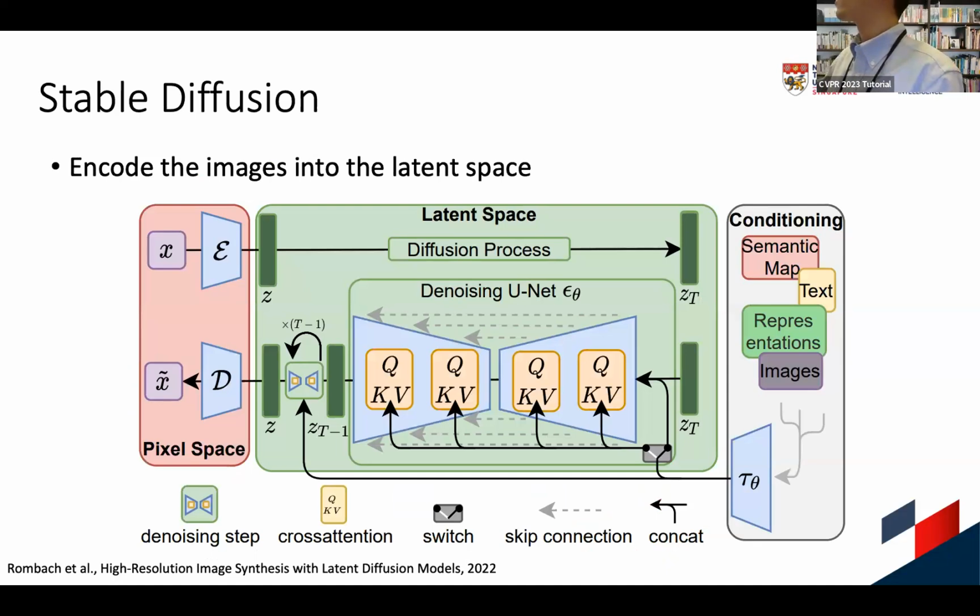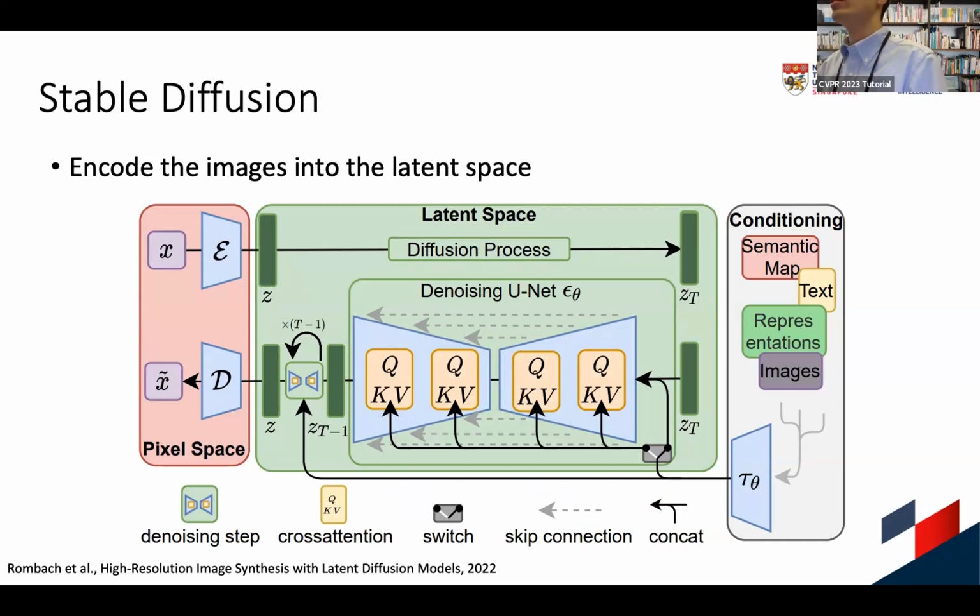So then comes stable diffusion, right? Instead of capturing the prior in the pixel space, how about we capture the prior in the latent space? So the idea of this latent diffusion model paper is to first learn the latent space, to encode the image into the latent space. Then we do all the diffusion, the adding noise and the denoising process, in this latent space.